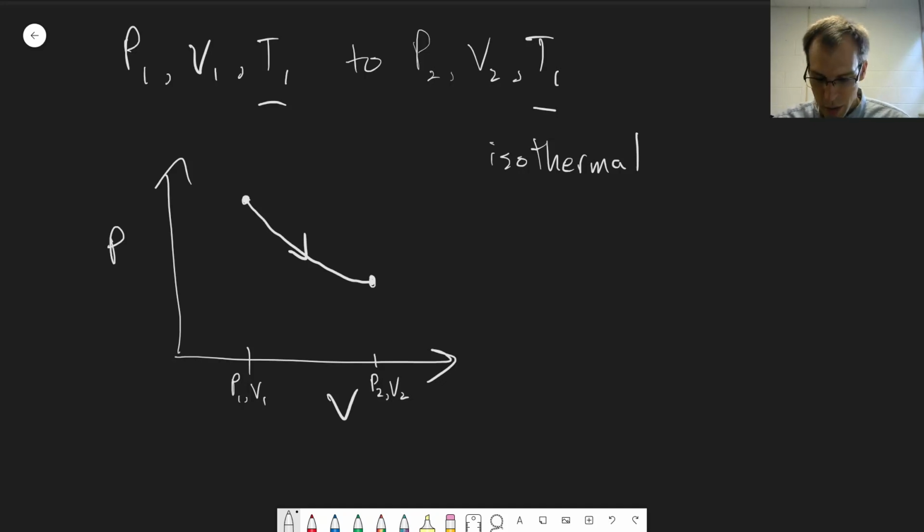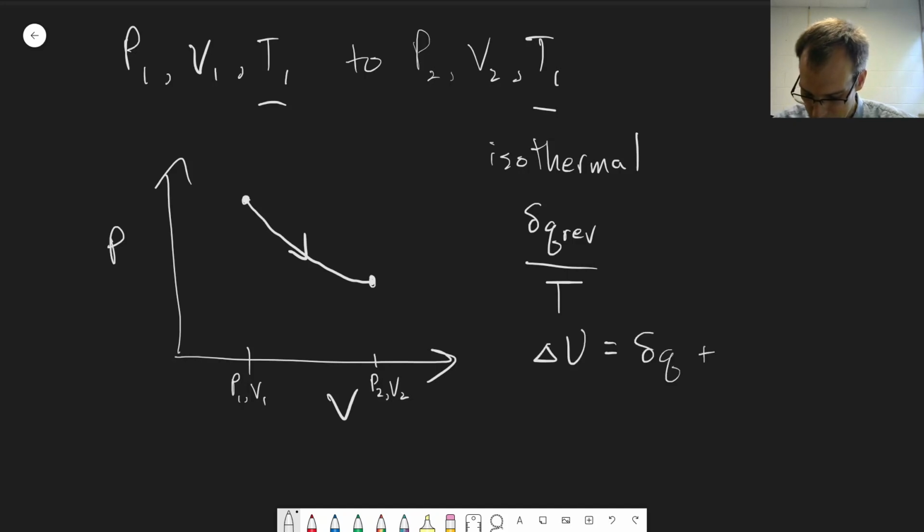All right, and so what we need to know is what is dq reversible over T, right? What is the reversible heat transfer for this process? Now, we're going to need to use the first law of thermodynamics, delta U equals dq plus dw, to be able to figure this out. And if we can figure out what delta U is and dw is, then that gives us an expression for dq, and then we can substitute that into the definition of dS. It's equal to dq reversible over T.